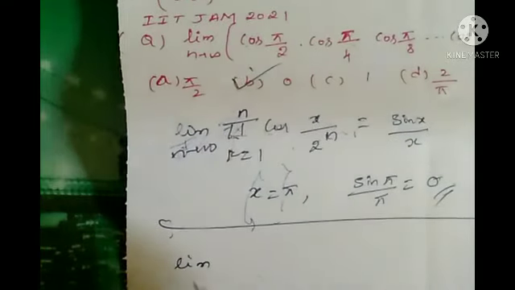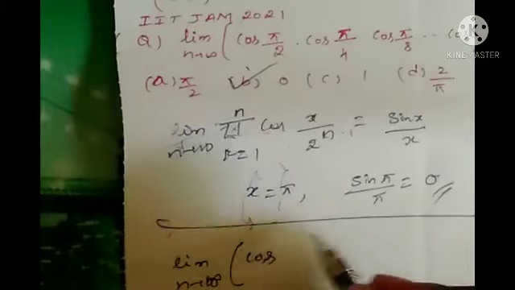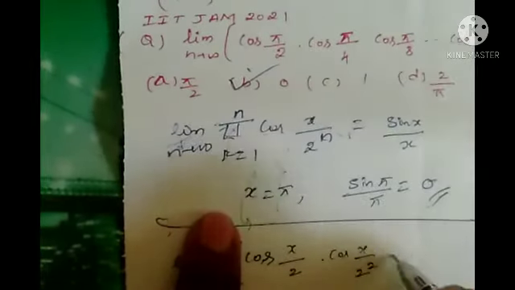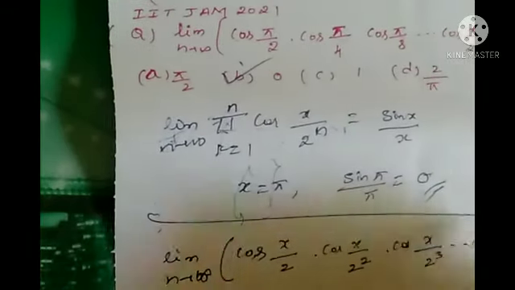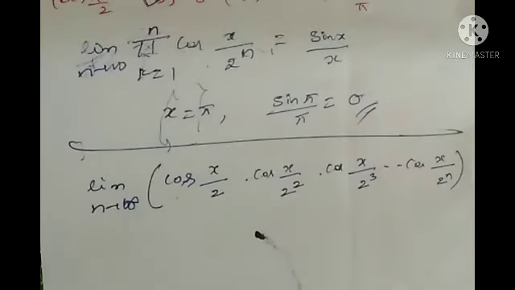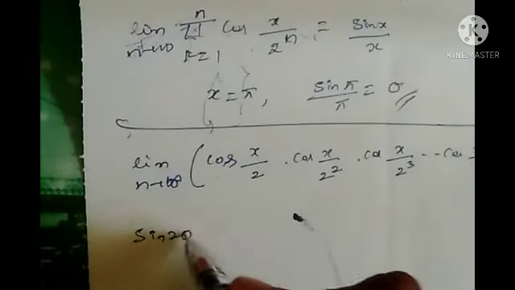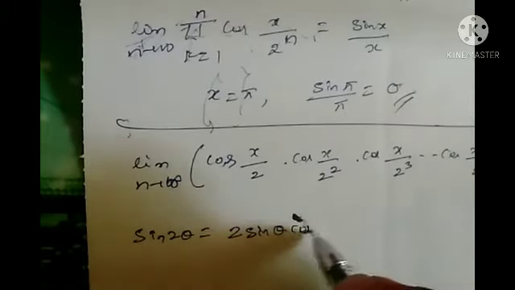We know that this is written in the form: limit n tends to infinity of cos of x by 2, cos of x by 2 square, cos of x by 2 cube and so on, cos of x by 2 power n. This is the general form, you know that. We know the trigonometry angle formulas, that is the sin 2 theta formula. What is the sin 2 theta formula? 2 sin theta cos theta. By using this formula we solve this problem.